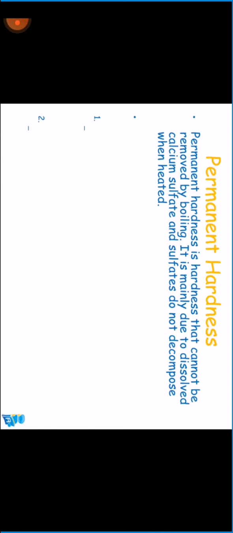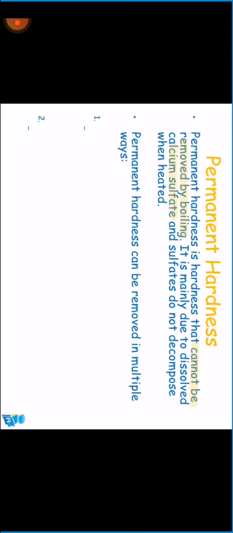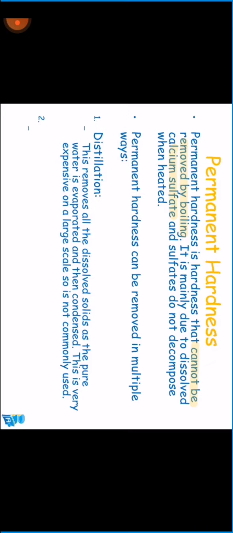Permanent hardness is hardness that cannot be removed by boiling. It is mainly due to dissolved calcium sulfate, and sulfates do not decompose when they are heated. Permanent hardness can be removed in multiple ways. The first way is by distillation, and you'll remember distillation from junior cert and also from other sections of the chemistry course. Distillation removes all dissolved solids as the pure water is evaporated and then condensed in your Liebig condenser. However, this is very expensive on a large scale, so it's not commonly used.